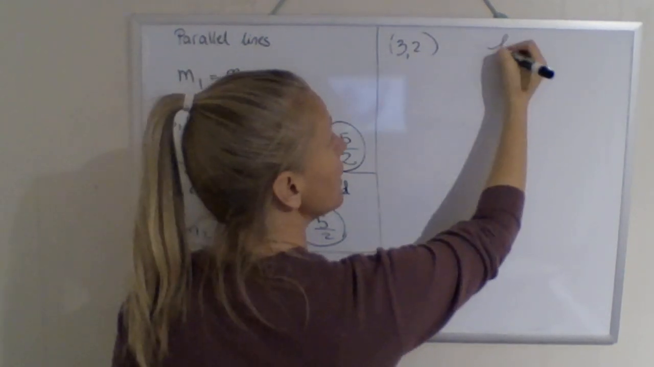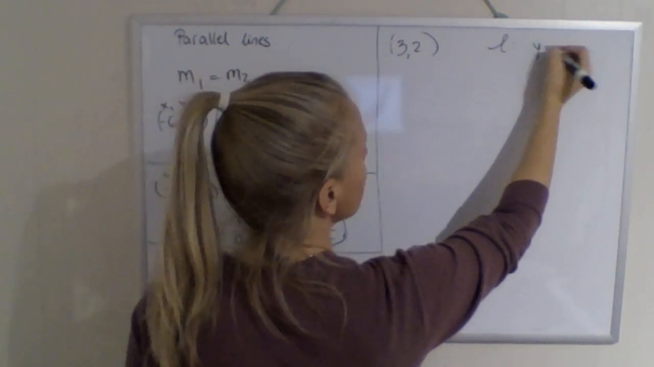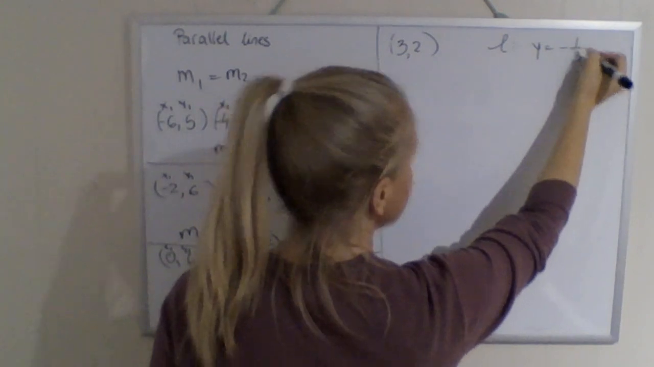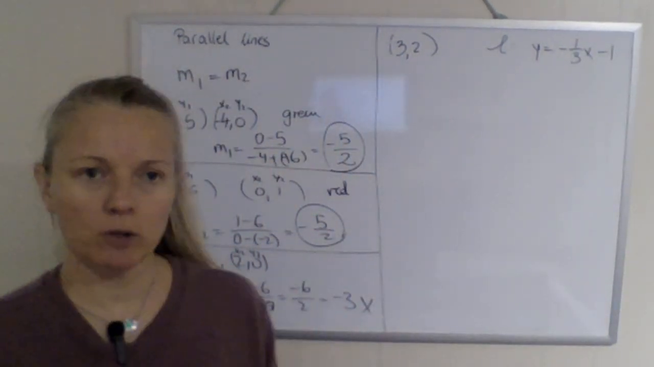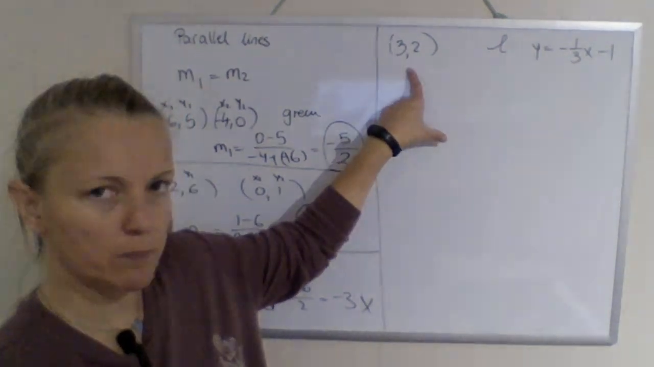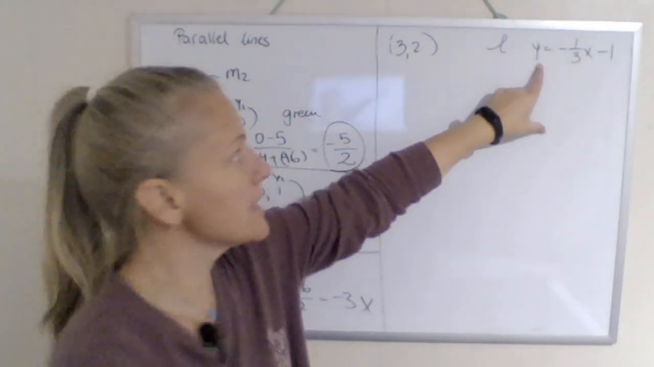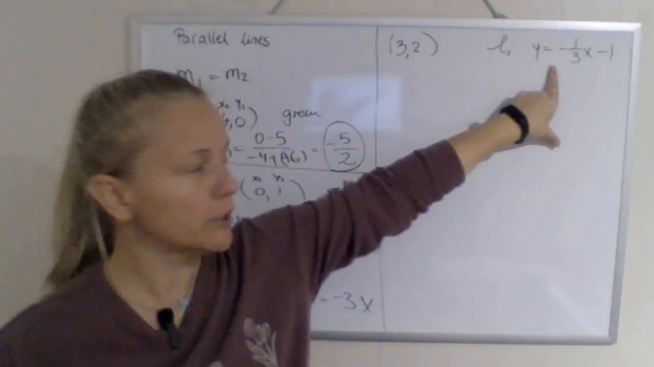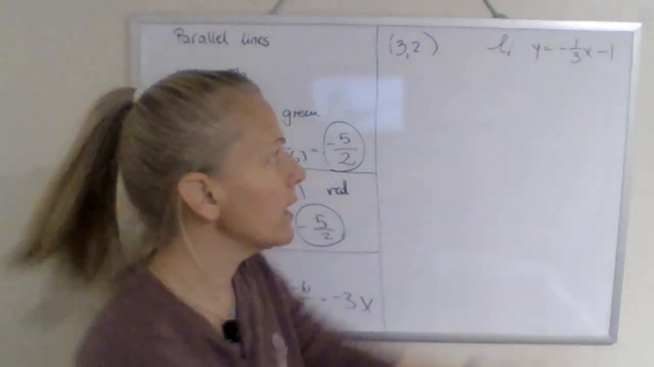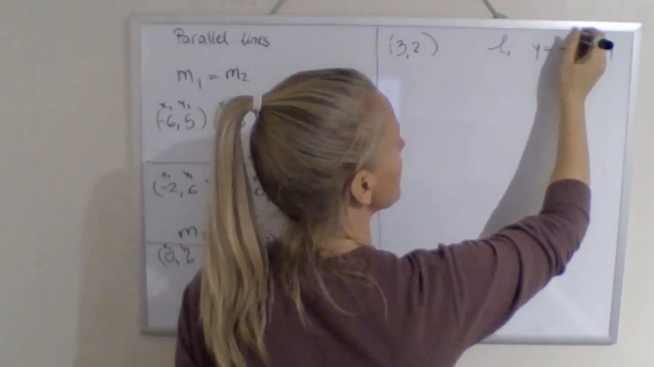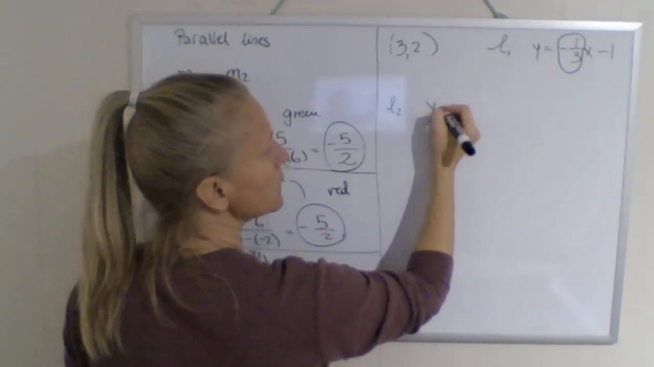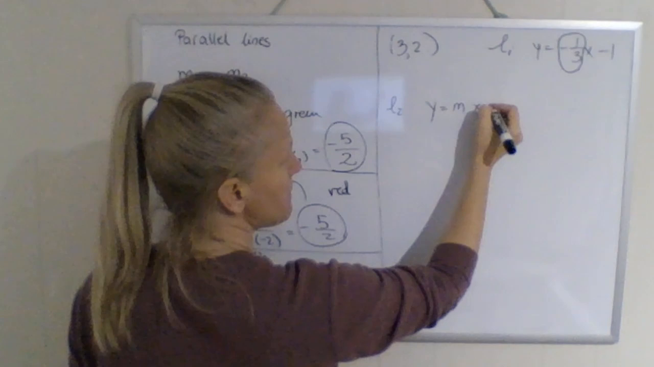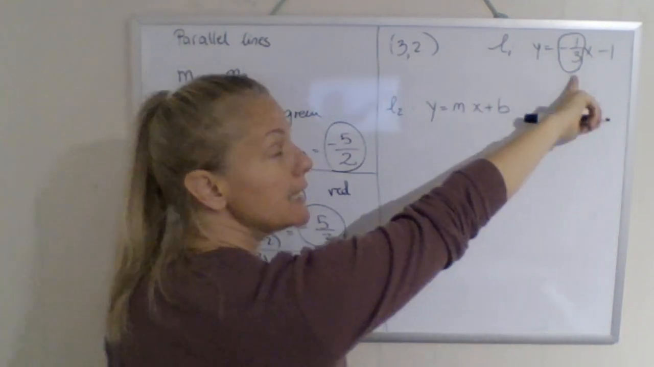And it's parallel to the line y equals negative 1 over 3x minus 1. So there's two things that I know about this line. First of all, it goes through this point. And second of all, it's parallel to this L1, which is like this. If two lines are parallel, they have the same slope, which means for my line 2, which looks like this, y equals mx plus b, every single time, the slope is the same.